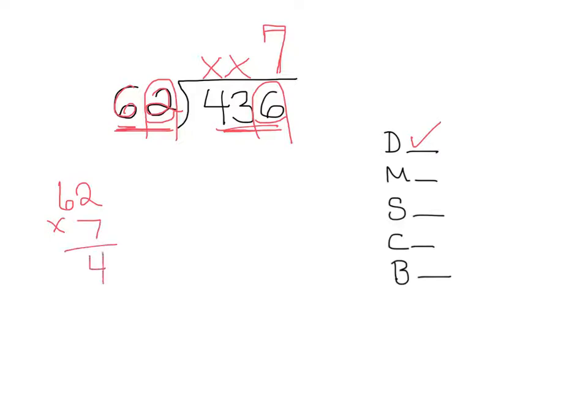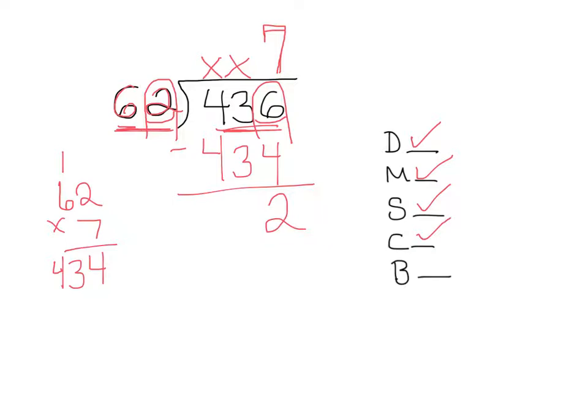7 times 2 is 14. 7 times 6 is 42, plus 1 is 43. So now I get 434. So I multiplied. Now I need to subtract. 436 minus 434 is 2. And then I check, is the 2 smaller than the 62? Yep. And now I need to bring down, but there's nothing to bring down. So my answer is 7, remainder 2, like that.